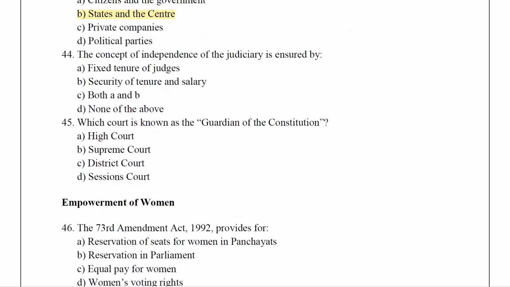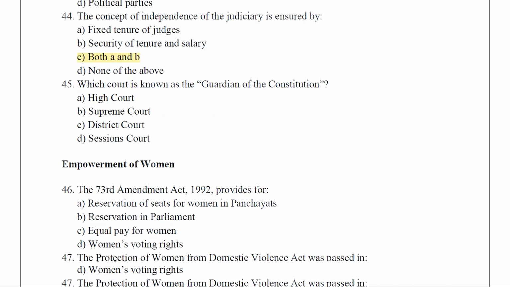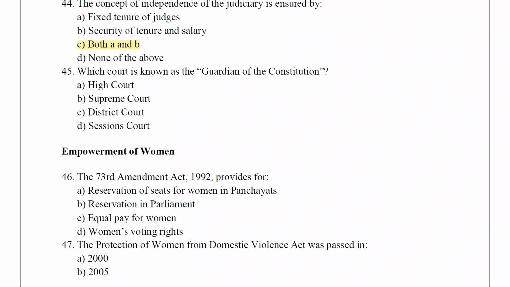The concept of independence of the judiciary is ensured by options: fixed tenure of judges, security of tenure and salary, both A and B, none of the above. The answer is both A and B. Which court is known as the guardian of the Constitution? The answer is Supreme Court.